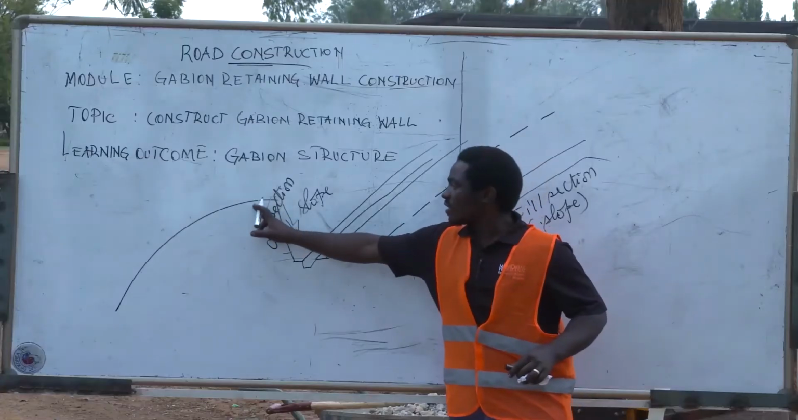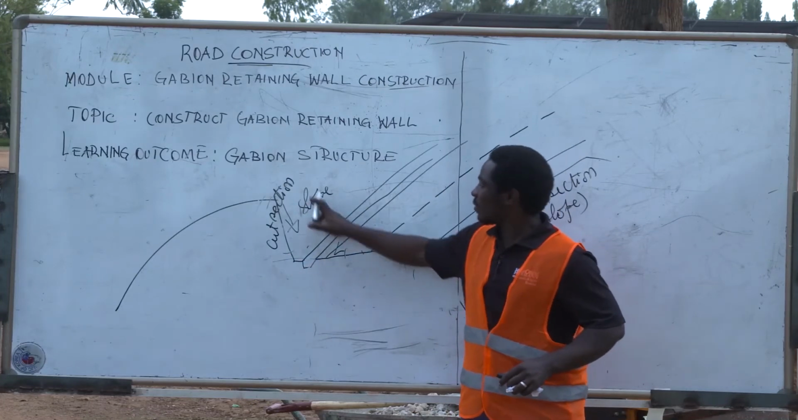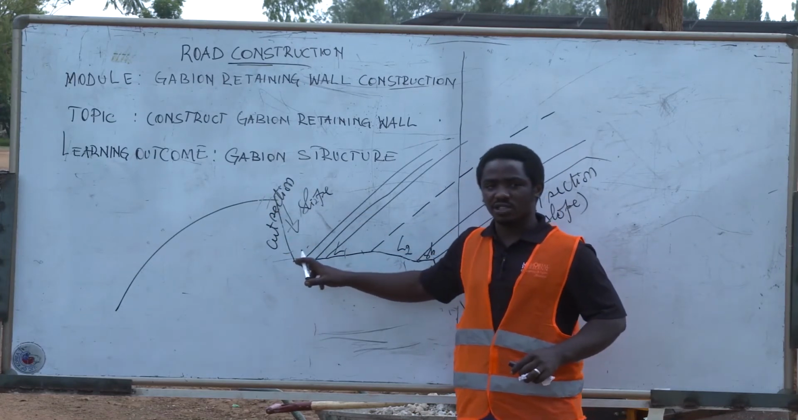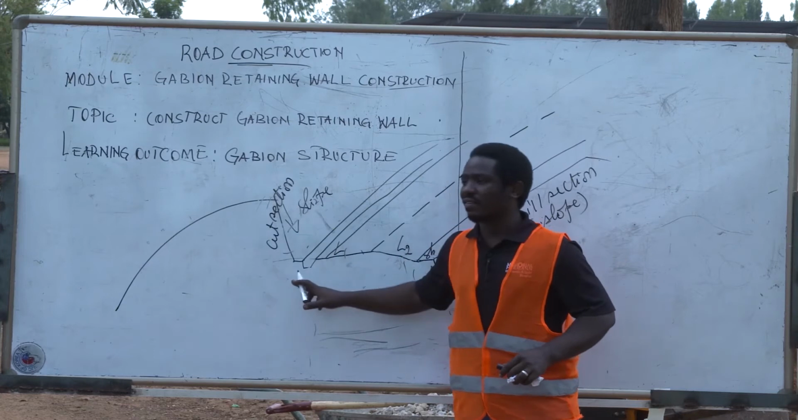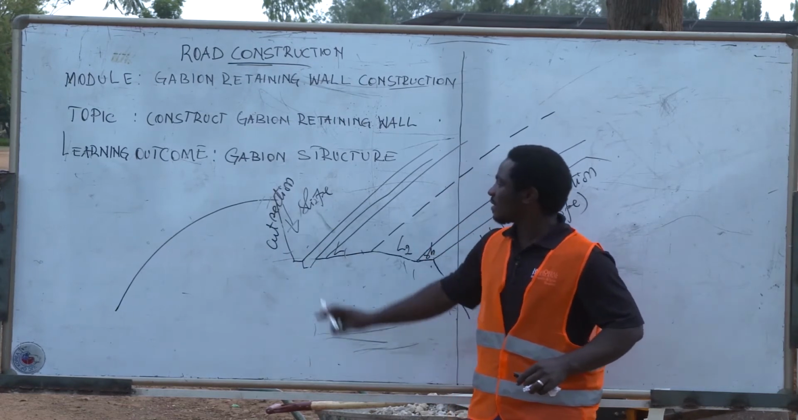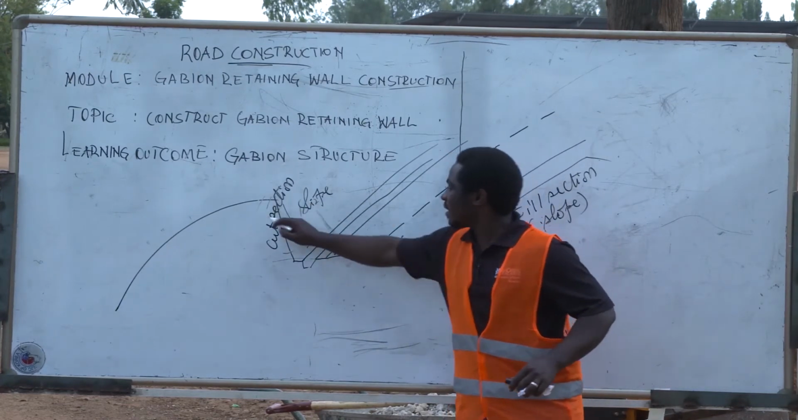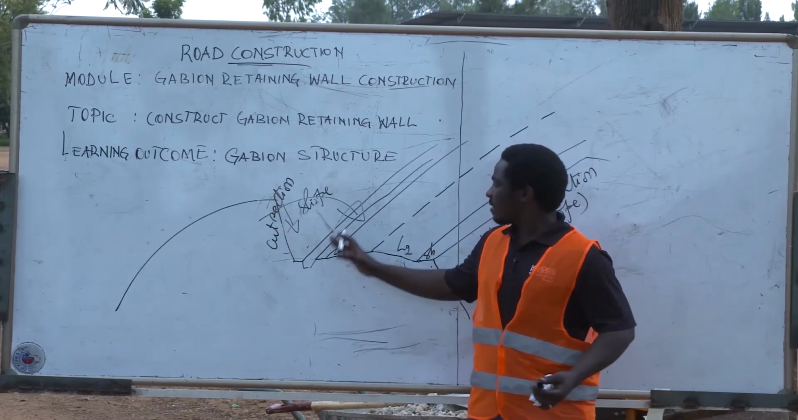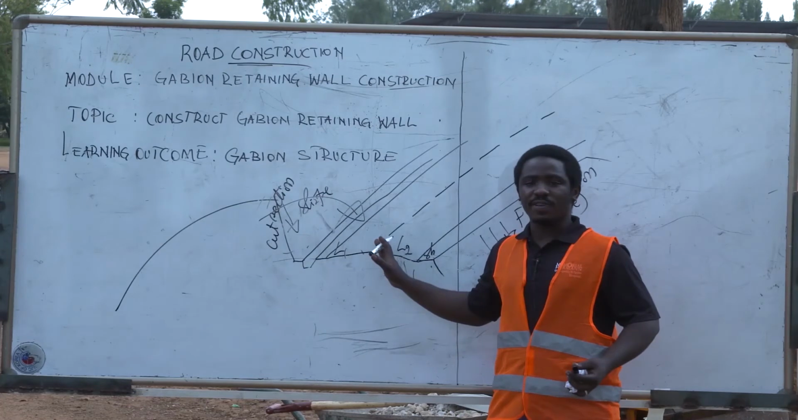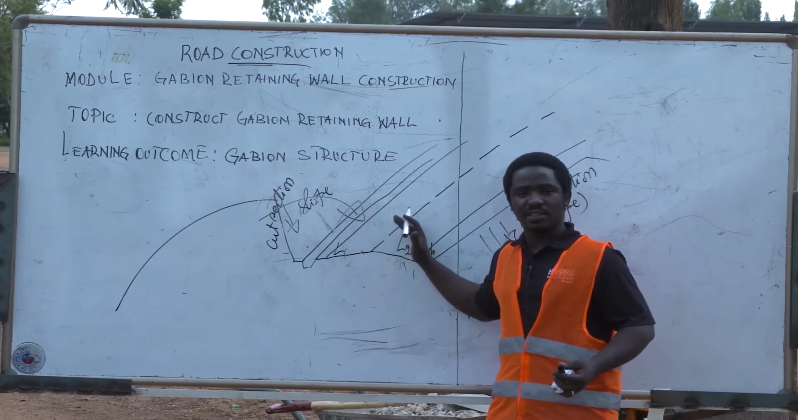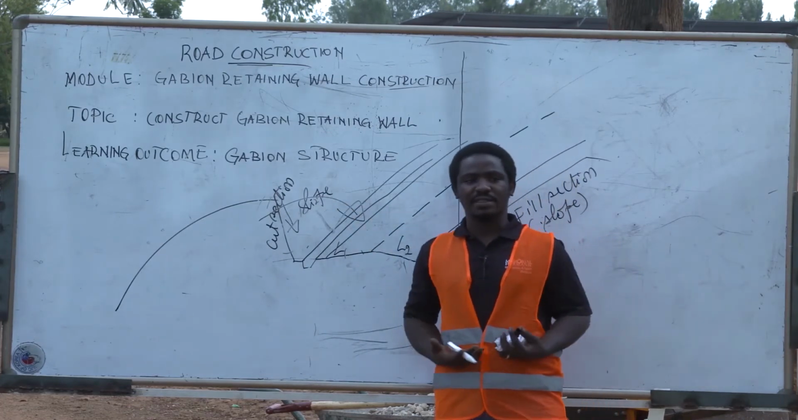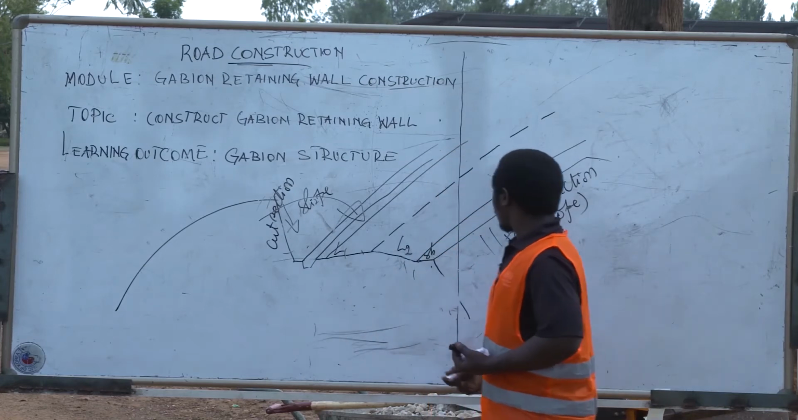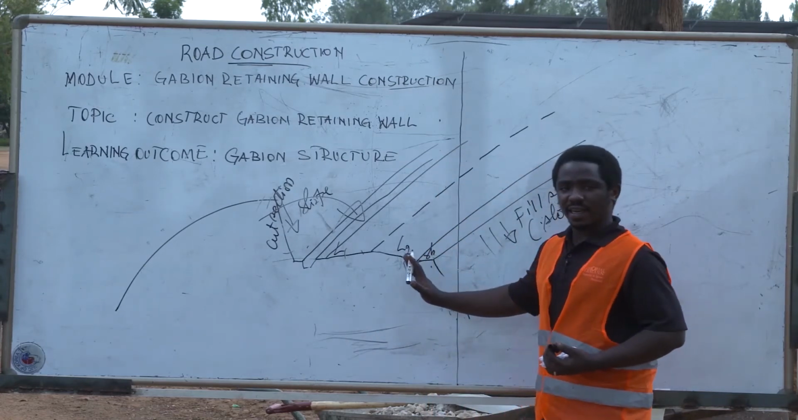Sometimes we don't have the soil which is stable here on the cut section. So if this is the case, we may meet a problem so that this land may slide and fall over our road. When the soil slides and falls over the road, it can damage the road, or it can block the movement or the traffic in general. So this is case 1.